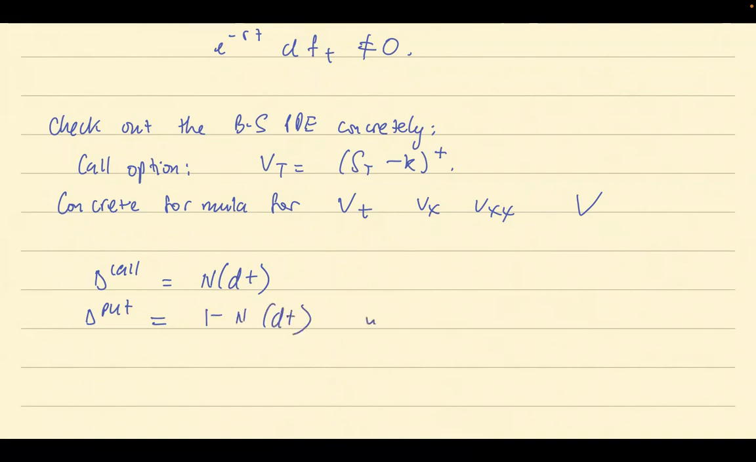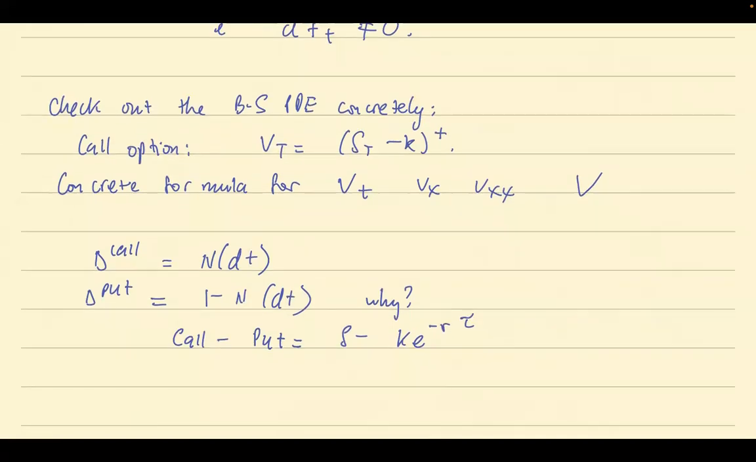Why? Because call minus put is the forward, which is S minus K divided by tau, right? So I might get my sign wrong. Agree? So this is put-call parity. So delta call minus delta put is equal to 1. Also, it's going to be this minus 1. Agree?